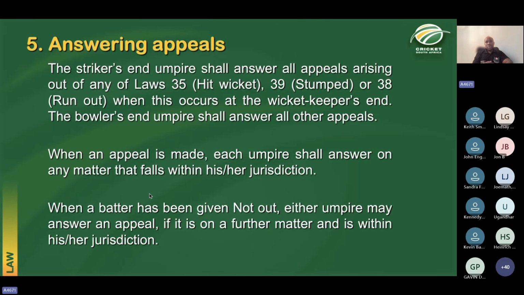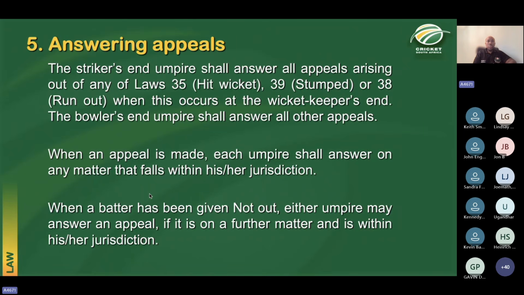I'll give you an example to illustrate what the law is trying to teach us here. Bowler bowls the ball. A batter comes down the wicket, swings at the ball, might or might not have got an edge to the ball. The wicket keeper catches the ball, seeing that the striker is out of his ground, and whips off the bails. They appeal to the striker's end umpire for stumping, and they appeal to the bowler's end umpire for a catch.